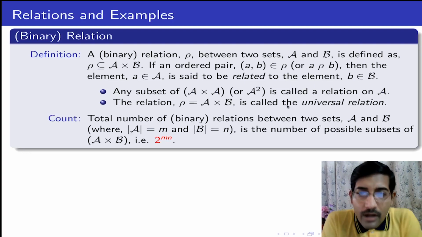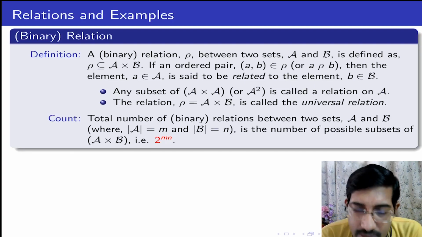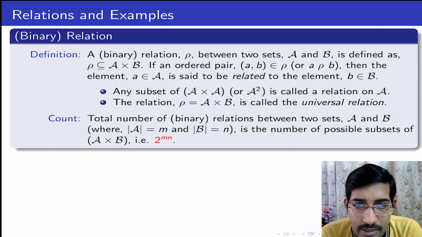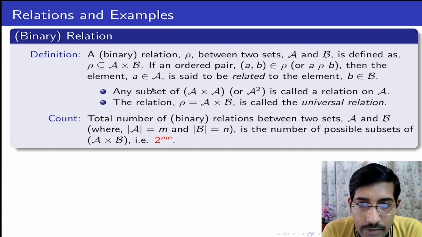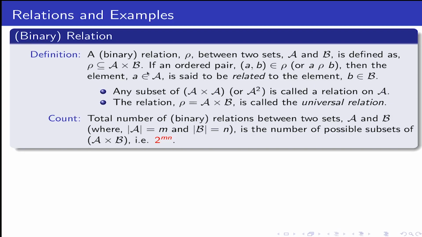Now coming to the count of relations. If A has M elements and B has N elements, then A cross B comprises M into N elements. Since a relation is a subset of A cross B, how many possible relations would there be? I can take none, I can take one from this A cross B, I can take two elements from this A cross B, so two pairs in this relation, and so on.